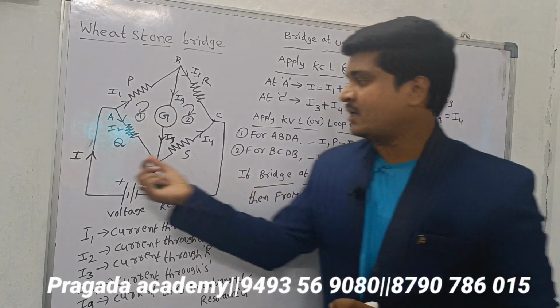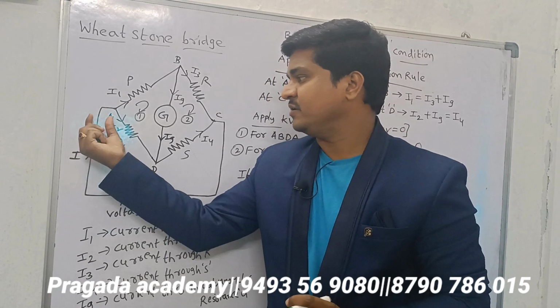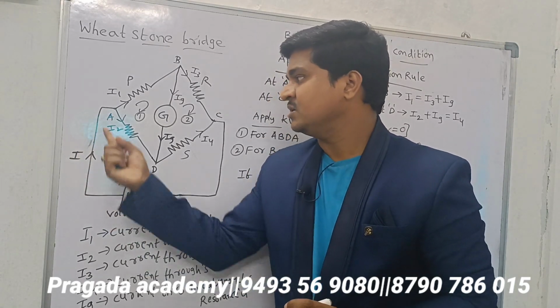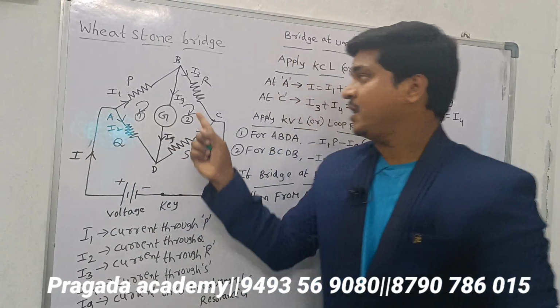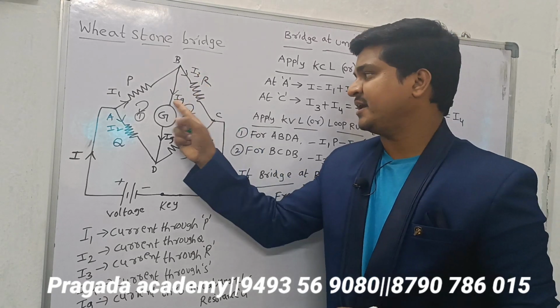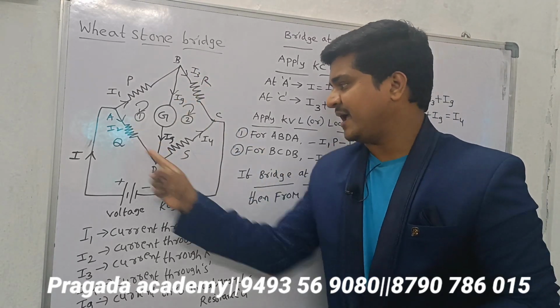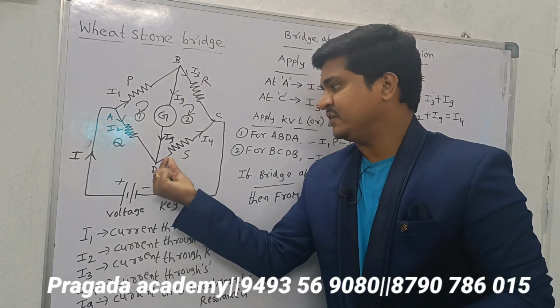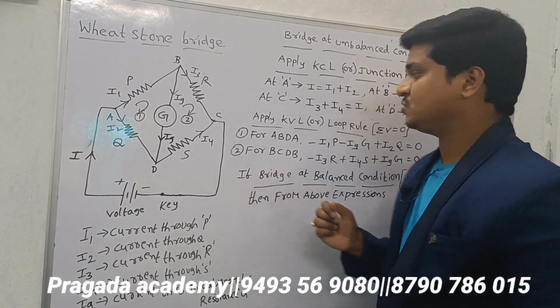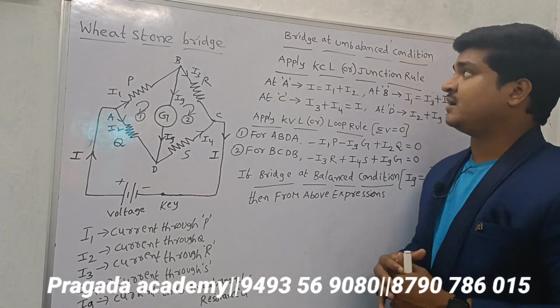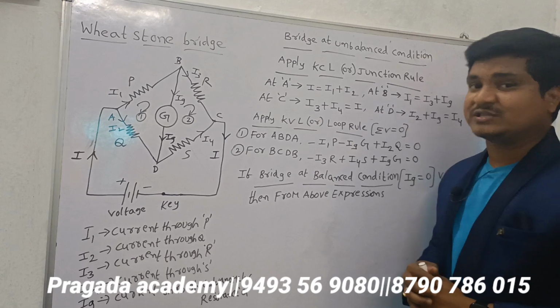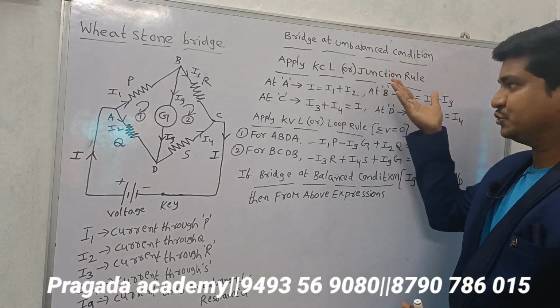Here see, I will be the current if you apply the voltage, divided as I1 and I2, and again I1 divided as I3 and Ig. Again Ig and I2 will go through D and it will be divided to I4. So here I will explain how to apply the KCL and KVL rules. Apply KCL as the junction rule.